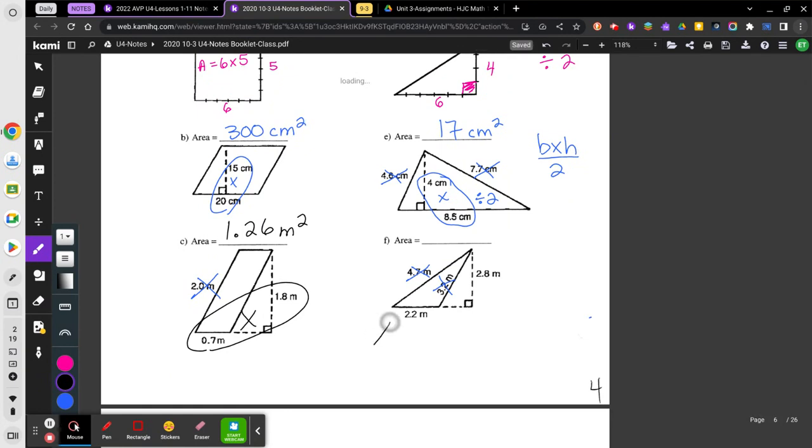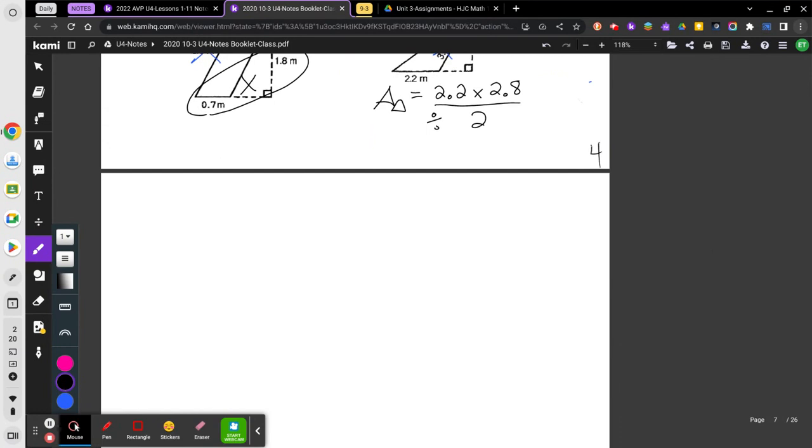The next one, again, area of a triangle, base 2.2 times 2.8, the height, and then divide it by 2. And that's going to give us an answer of 3.08, 3.08 meters squared. All right. When you got that written down, turn your page. Okay, turn your page.